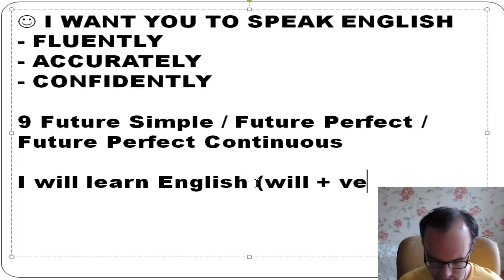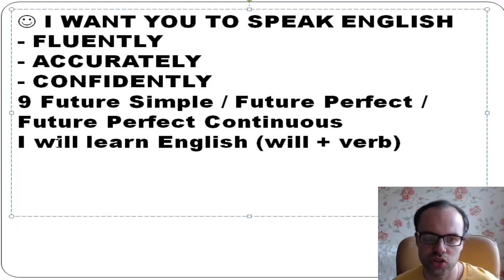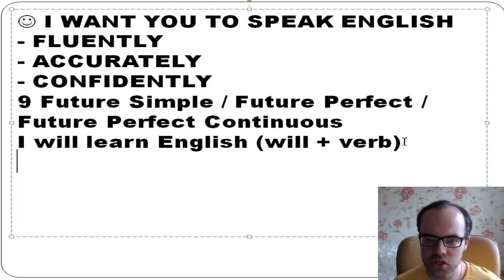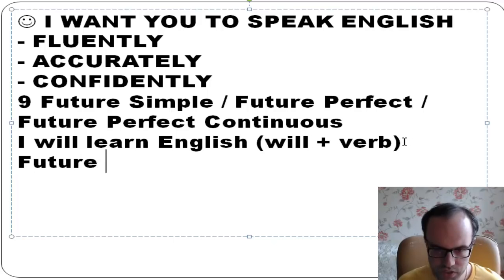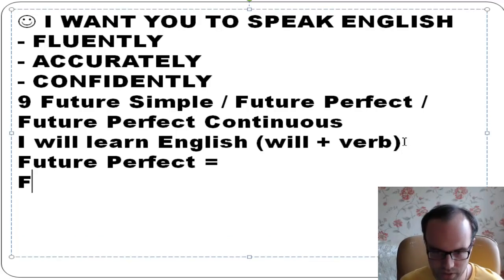Will plus verb. Okay? Or I can use a short form: I'll learn English. I will learn English. Next. So what is future perfect? It's future simple plus by. So you know, it's future simple plus by.